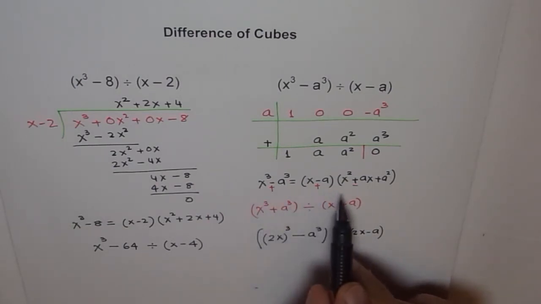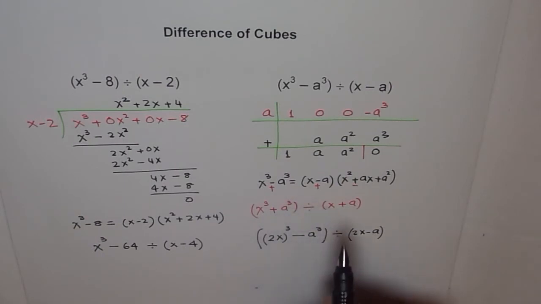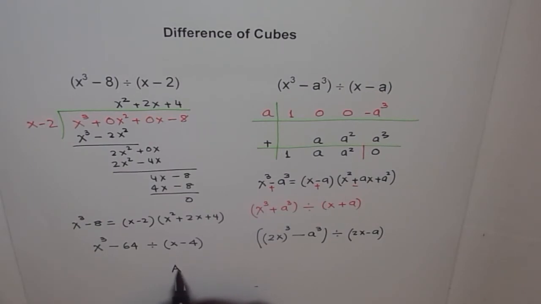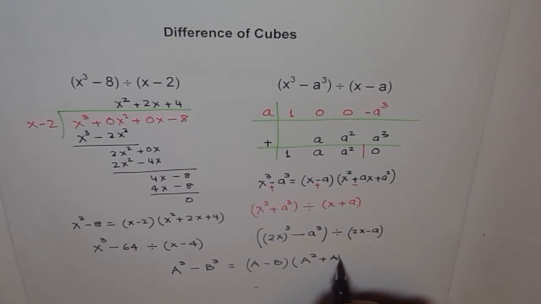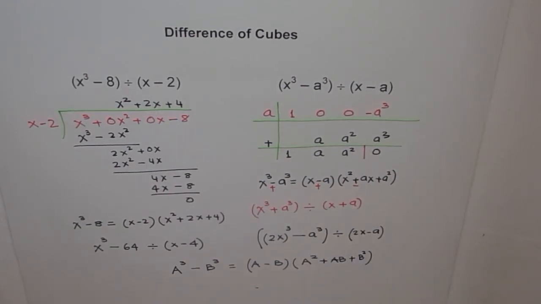Let me summarize our result here. So what formula did we get here? In general, let me write in capital letters, A cubed minus B cubed equals A minus B times A squared plus AB plus B squared. That's our formula for difference of cubes. Now in the next exercise we'll show you what we get for sum of cubes. Okay, go through this video again and understand the process. Thank you.